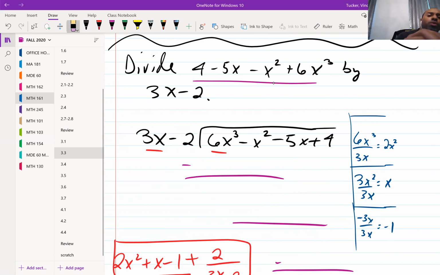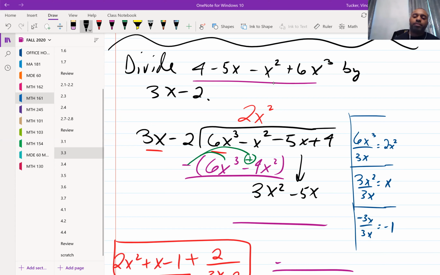All right. So once again, we're going to compare first terms in both cases. What times 3x will give us 6x cubed? 6x cubed divided by 3x is 2x squared. Once again, lining up my x squared and x squared. This needs to be multiplied to both terms out here. 3x times 2x squared is going to be 6x cubed. Negative 2 times 2x squared, negative 4x squared. All right, do your distribution. And this negative right here is going to turn positive. So negative to negative turns positive. So that's going to be negative x squared plus 4x squared, which would be 3x squared.